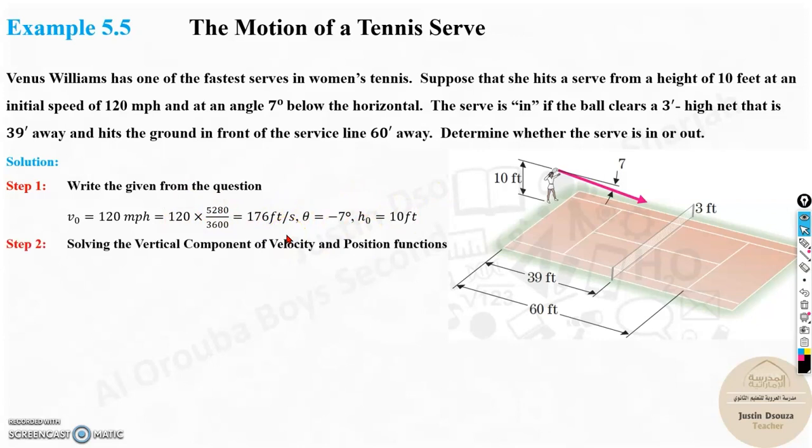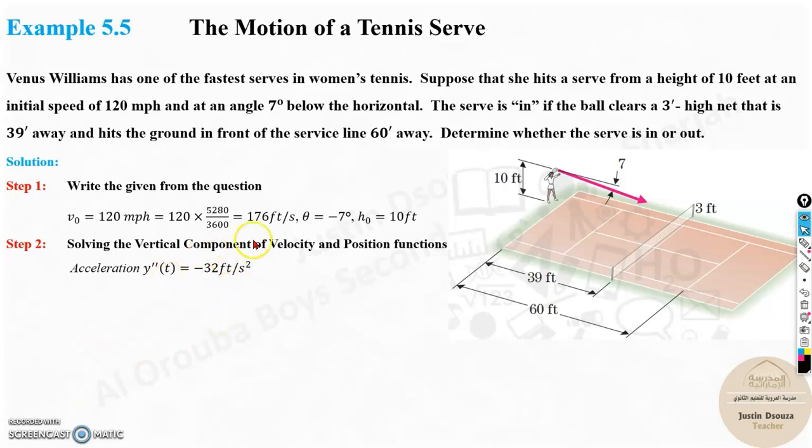Now we need to start solving. Start with the vertical component. Always we do the vertical component and then we go to the horizontal. So now over here, the vertical component of velocity and position function. Another important thing: we have 9.8 meters per second squared. You need to memorize that it will be 32 feet per second squared.